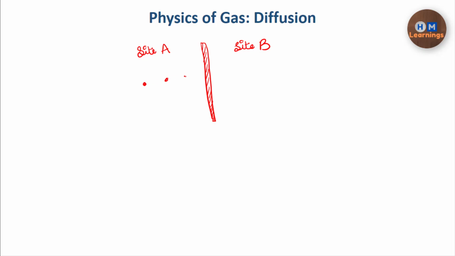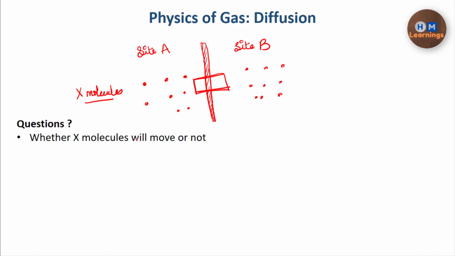Now you are having some molecules of the same gas here and some molecules of some gas here. Now what you have done, you have actually opened this barrier. You made a small gate in this barrier and you opened it. These molecules are termed as X molecules. Now the first question: how will you know whether the X molecules will move or not?